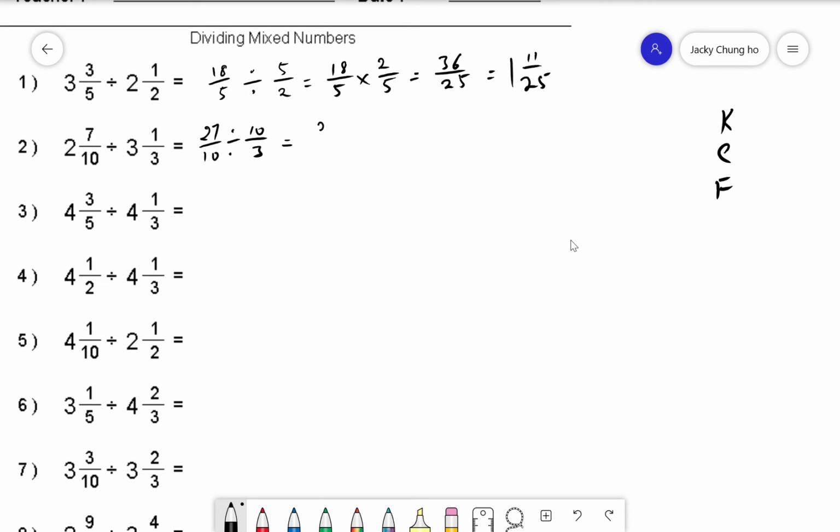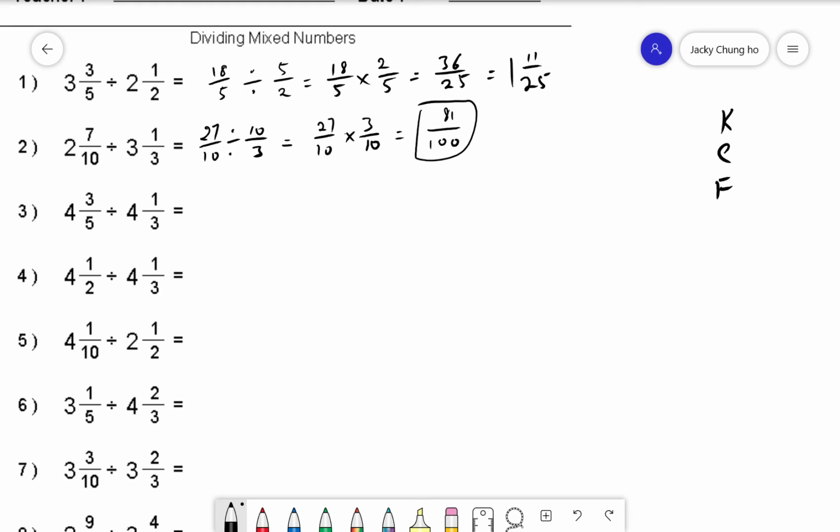This will be keep the first fraction, so 27 over 10 will remain as it is. Now you multiply the flip of the second fraction, which will be 3 over 10. So keep doing the math. The denominator will be 10 times 10, which is 100, and 27 times 3 will be 81, and 81 over 100 will be the final answer because you can't reduce anything else.